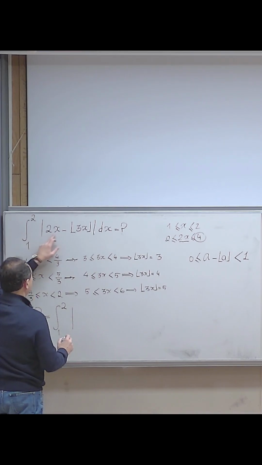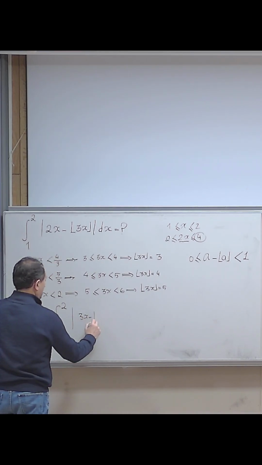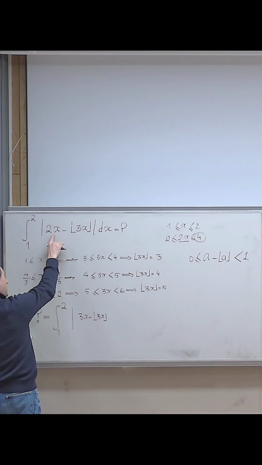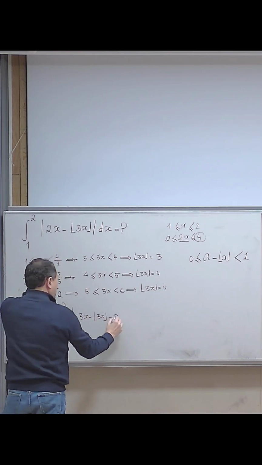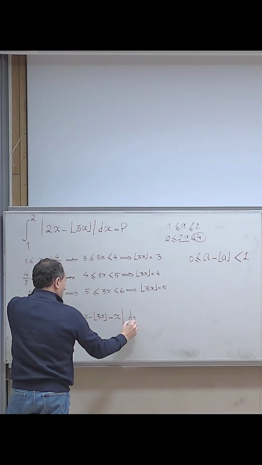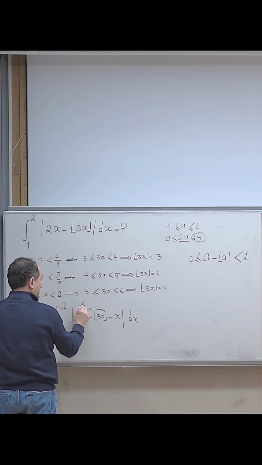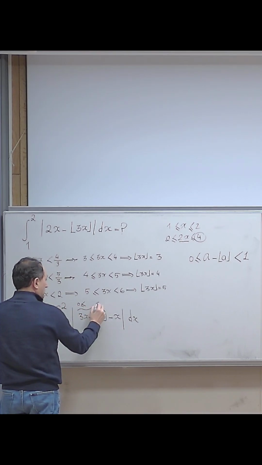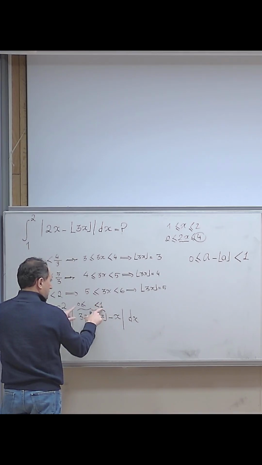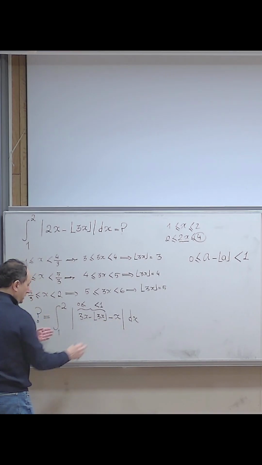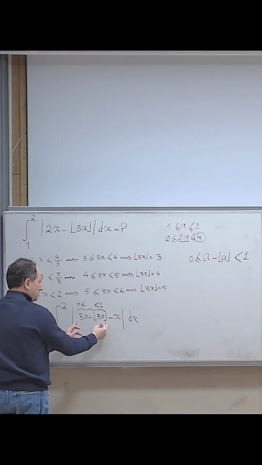Then instead of 2x, I will write 3x minus the floor of 3x, motivated by that inequality. But of course, I have 2x and I have written 3x, so I write minus x to compensate for that change. According to what I told you here, this combination is always greater than or equal to 0 and strictly less than 1. But x goes from 1 up to 2. So the minimum value for x is 1, but the upper bound of this expression is 1.